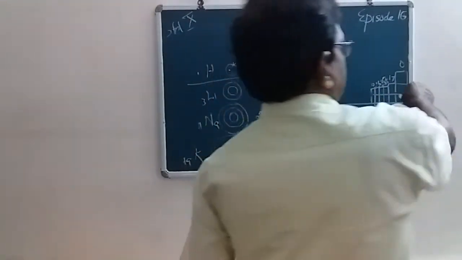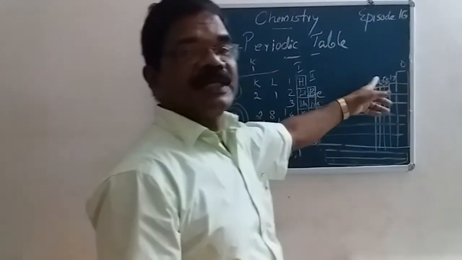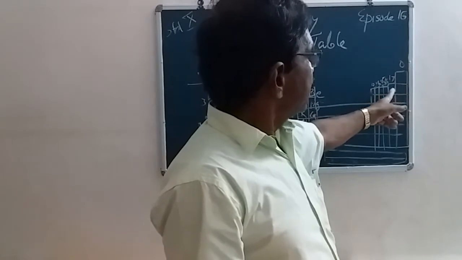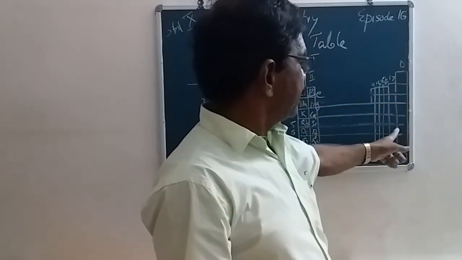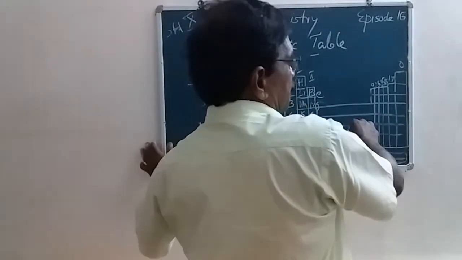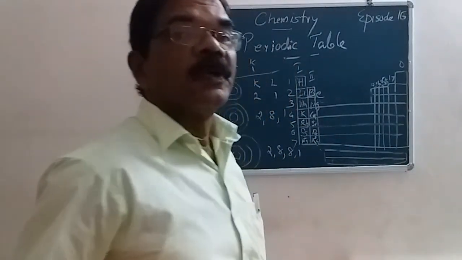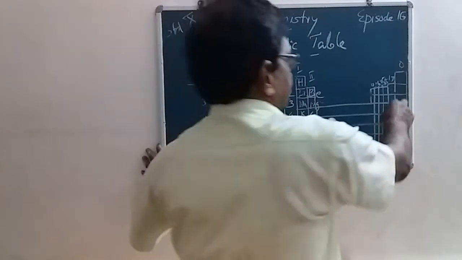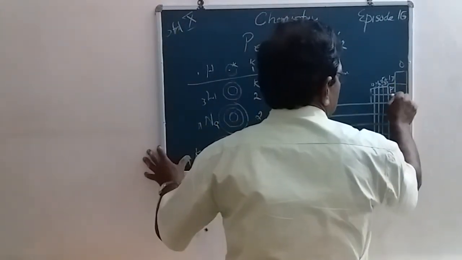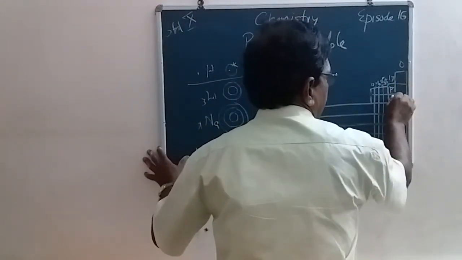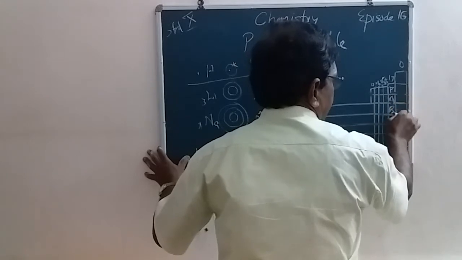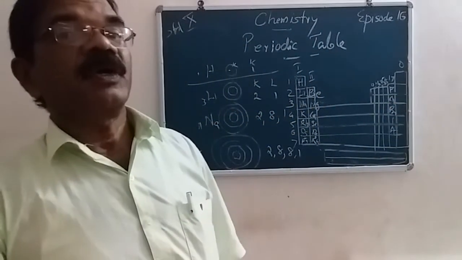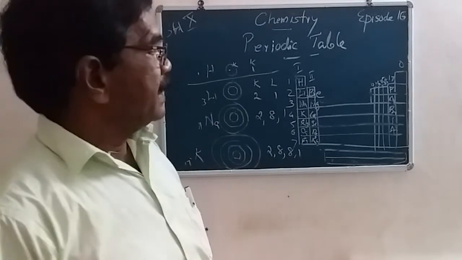In the 17th group, which are the elements? Fluorine, chlorine, bromine, iodine, and astatine. Which is the smallest atom in the 17th group?